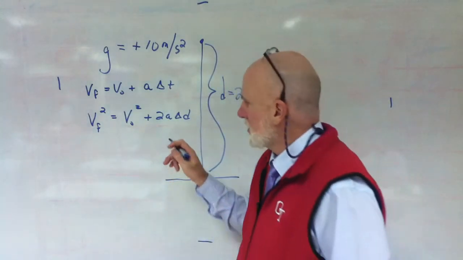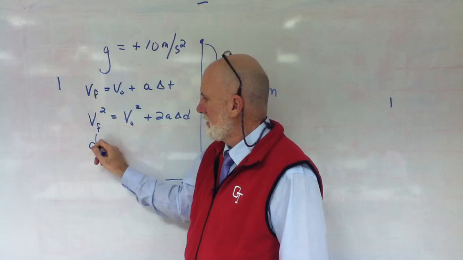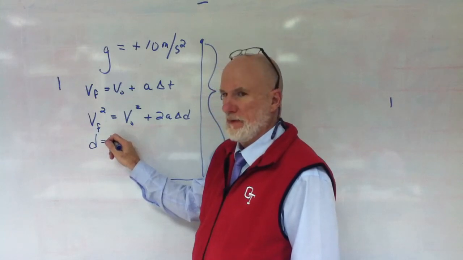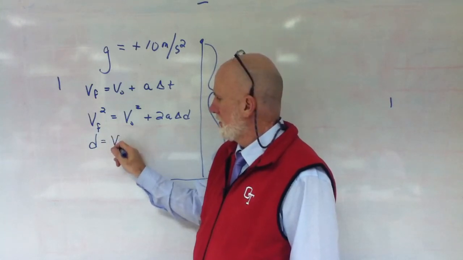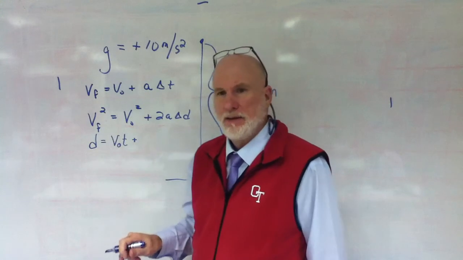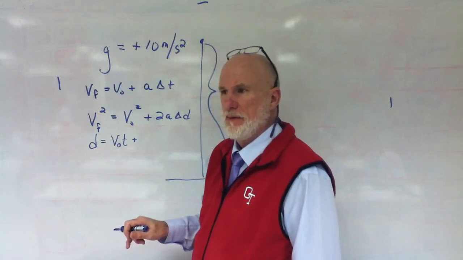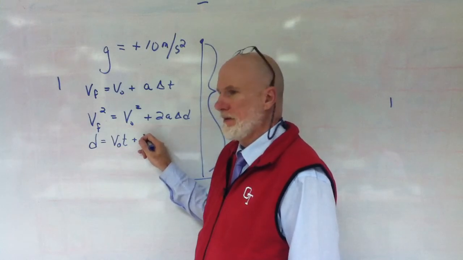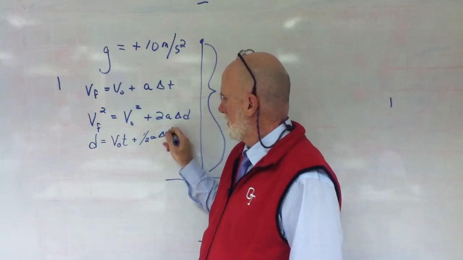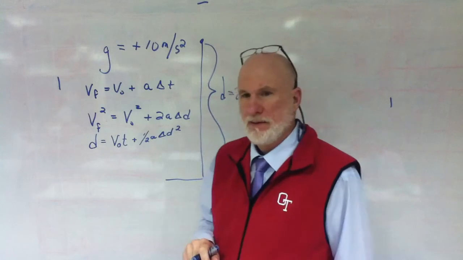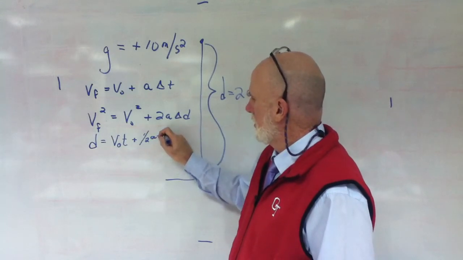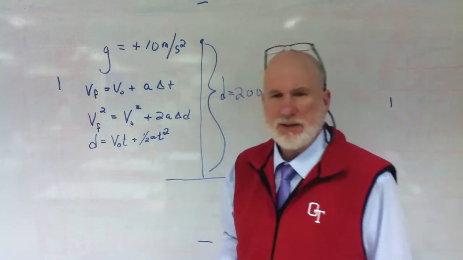So now, what's the last equation? d equals what? Initial velocity times delta t, plus half a, times delta t squared. T squared or d squared? T squared, that's right. You can say delta t squared or t squared, it's okay.